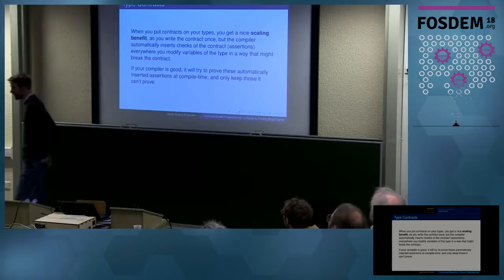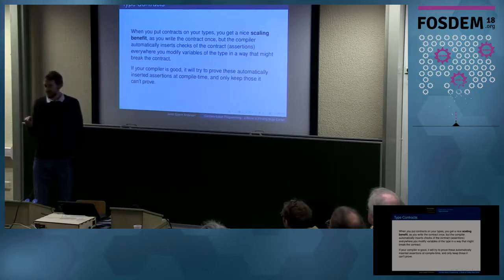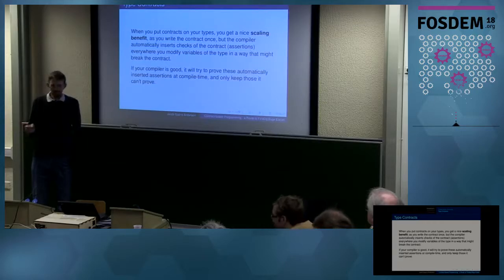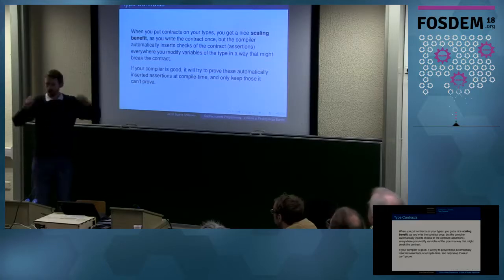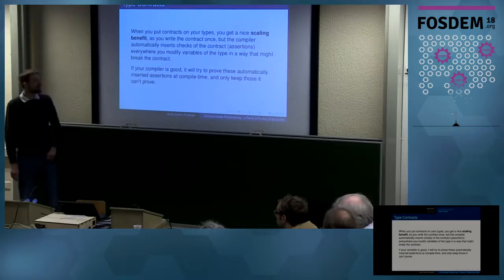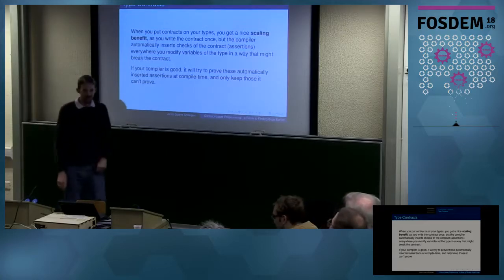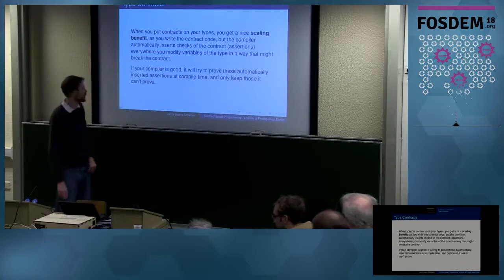But if you, on the other hand, put contracts on your types, then you just put the contract in once, where you declare the type, and then whenever you use an object of that type and you modify it, you have an assertion that the compiler will either prove to itself that it's true, or check it for you. So there, you write it once and you have it hundreds of places in your code. So that's what I call scaling of your work. You get the big benefits when you put your contracts on your types, and you get some smaller benefits when you put them on your subprograms.